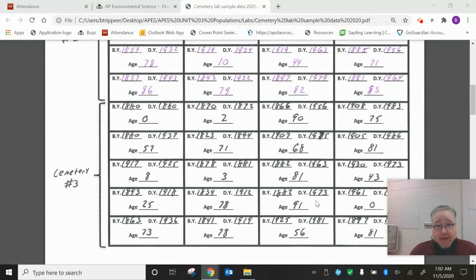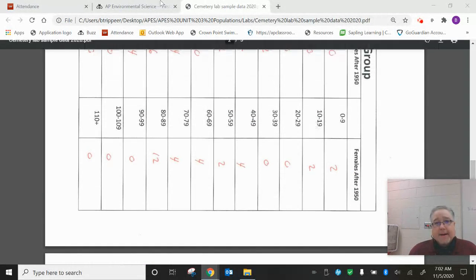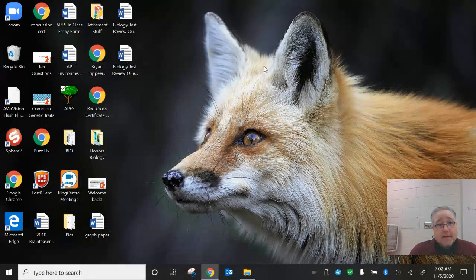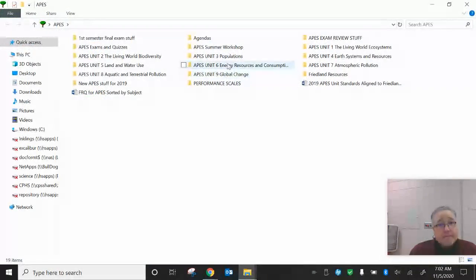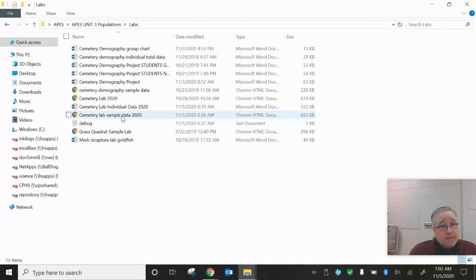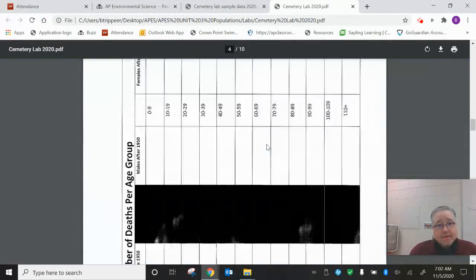The last thing that you have to do is to graph your survivorship curves. So when we graph our survivorship curves, I don't have a picture of that with me here. Let's see if I can bring that up real quick for you. I want to show you this real quick. Let's see, cemetery lab.